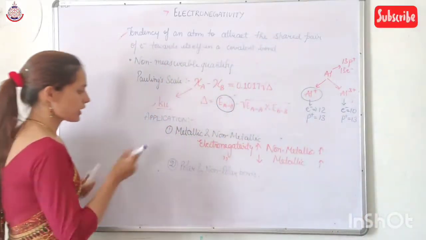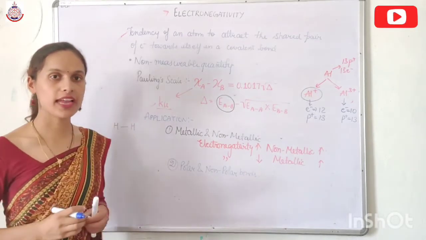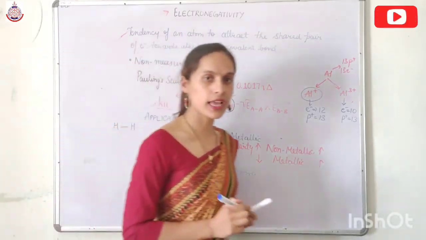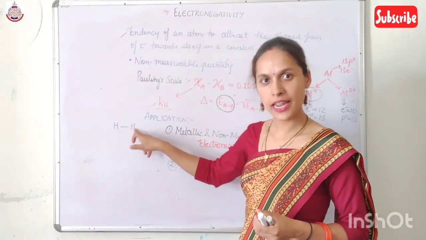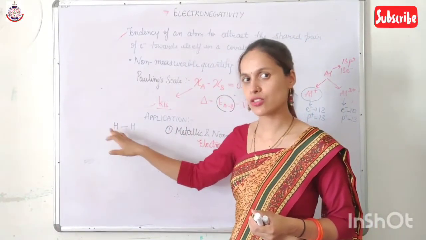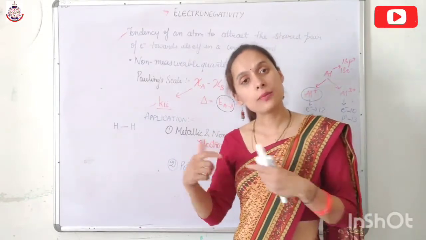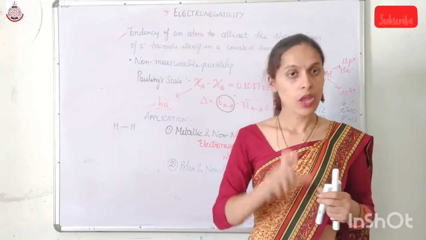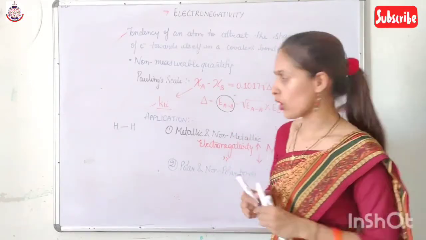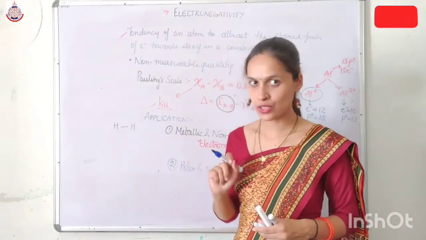Now, suppose I have an H2 molecule. I know that here one electron is shared by the first hydrogen and another electron is shared by the second hydrogen. So basically it is a covalent bond. Now, it is either polar or non-polar. It is a non-polar covalent bond. Why is it a non-polar covalent bond? Because in this, both the atoms are hydrogen.